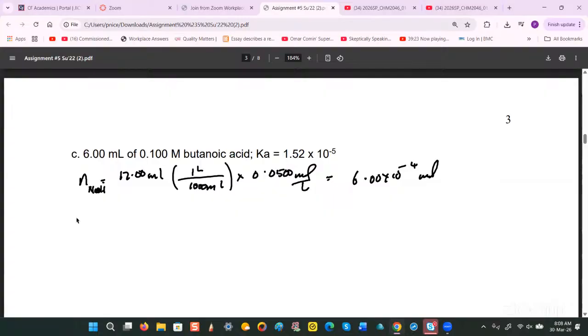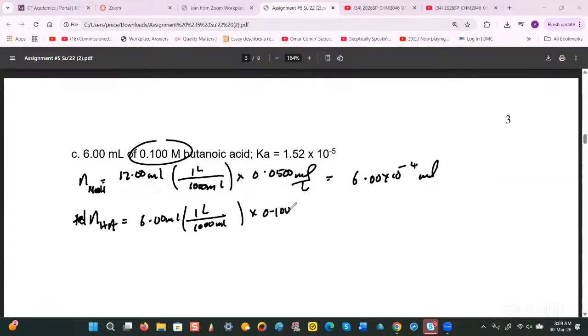Okay, so the next thing I would do is calculate the number of moles of the acid. I'm going to use HA to represent the acid. So number of moles of HA would be equal to 6.00 mils times 1 liter over 1,000 mils times, in this case, the molarity is 0.100 moles per liter. So let's see what that gives. So that's 6 divided by 1,000 times 0.1. So that would be 6.00 times 10 to the minus 4 moles, all right?